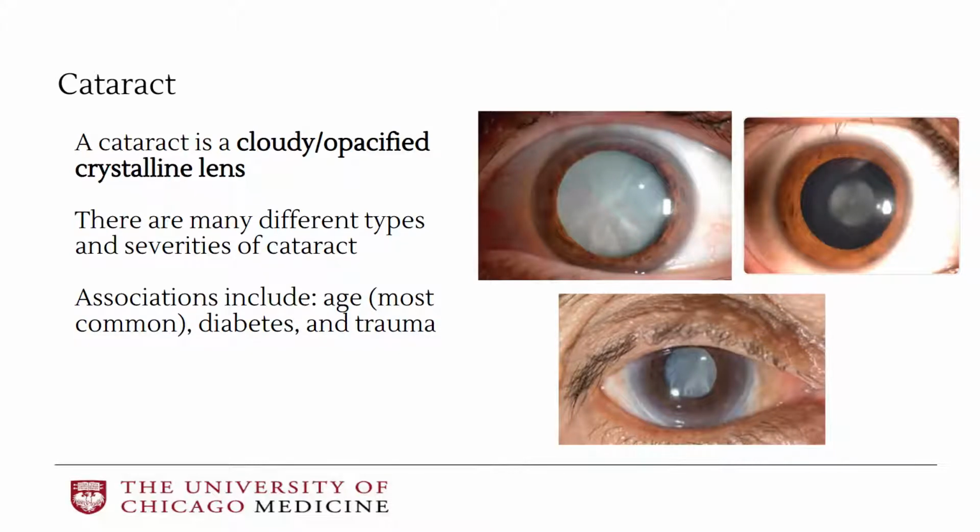So what are the associations? Age is the most common. A lot of patients come in and they say, is cataract hereditary? And the answer is yes, it can be, but that's a very small minority of cataract. For the most part, everyone gets cataract at some point in their life. There are other associations, including diabetes as well as trauma. People that have had eye injury, for example, they may get a cataract at a younger age than they would have otherwise.